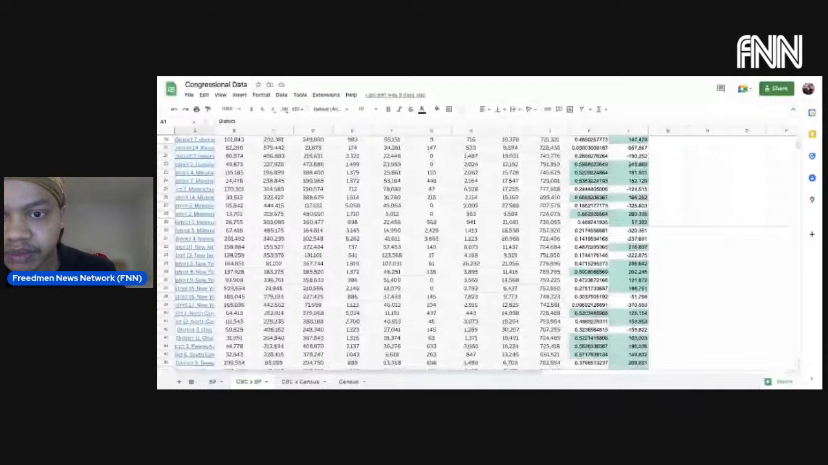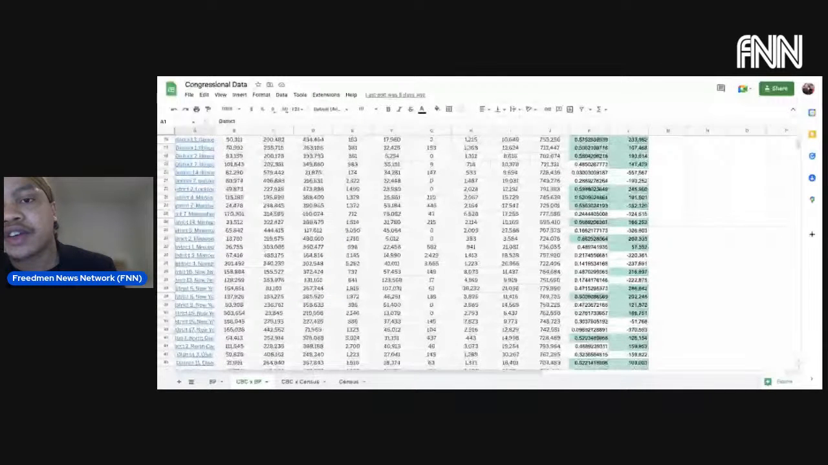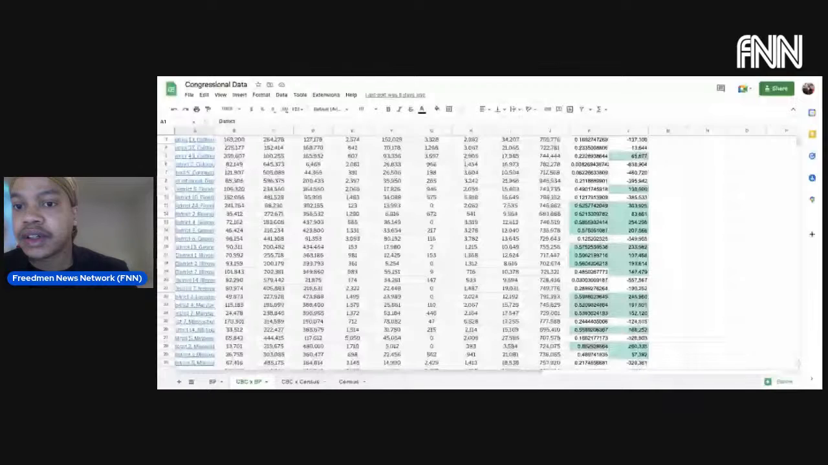When I looked at the entire 435 seats, there's 6 seats that either have a Black majority district or more Blacks than whites in the districts that we don't currently have Congressional Black Caucus members in. So let me switch to that really quickly.